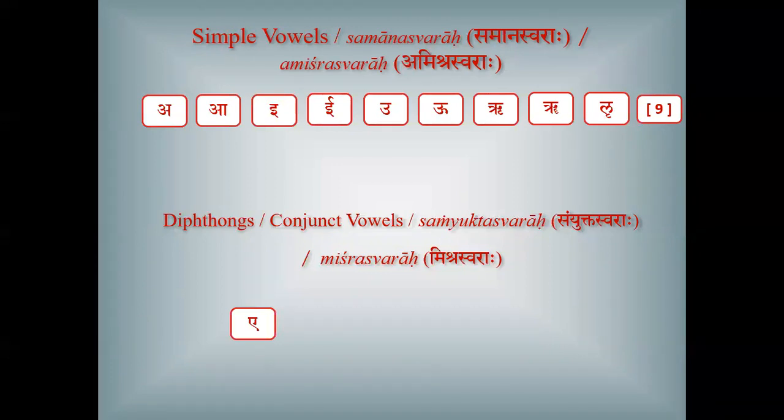A is a long vowel. Remember, A is a long vowel. It doesn't have its short form. Conjunct vowels don't have short forms. A is a long vowel and the short form of A is A. E is a long vowel. The short form of E is E. O is there, the short form is U. R is there, the short form is R.